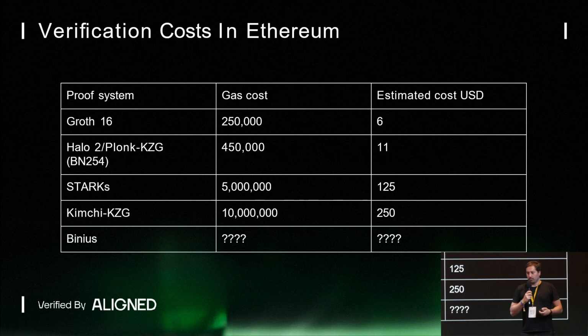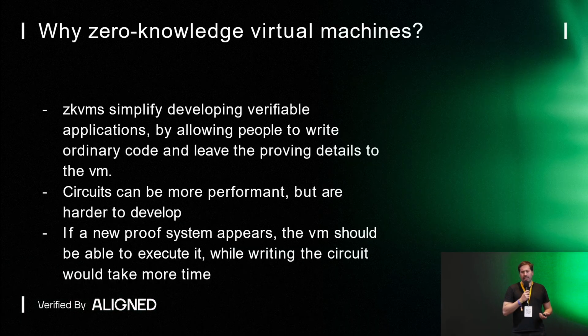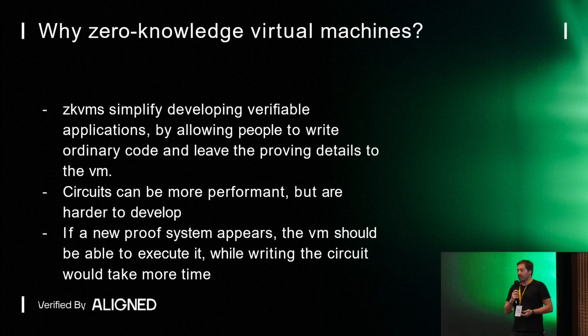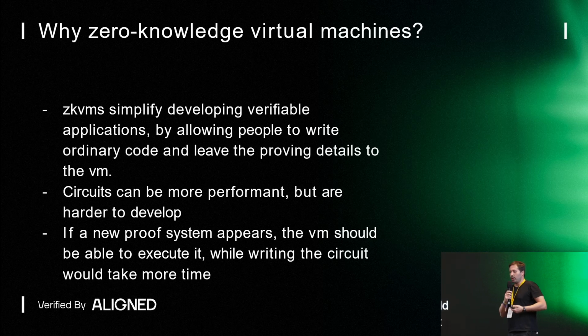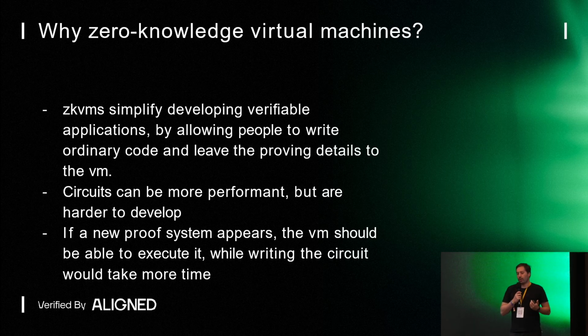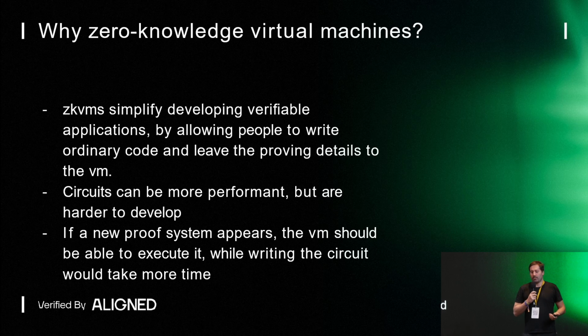Okay? So next, why do we need zero-knowledge virtual machines? Well, first, because they simplify the development of verifiable applications, because we can code ordinary code and then execute it on top of the VM, and the VM handles all the problems related to using ZK. So we abstract all the difficulty related to ZK from the developers, as we do with other programs that precisely take out all the gory details. Of course, circuits can be more performant, but the problem is that they are harder to develop. They are perhaps more bug-prone, and it's the same as if you coded in assembly language.